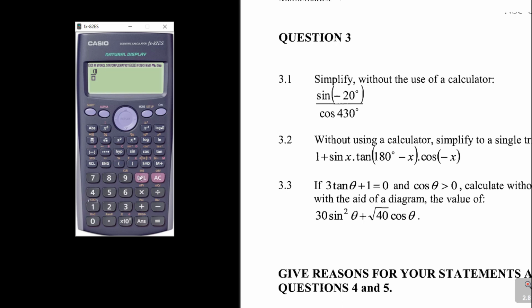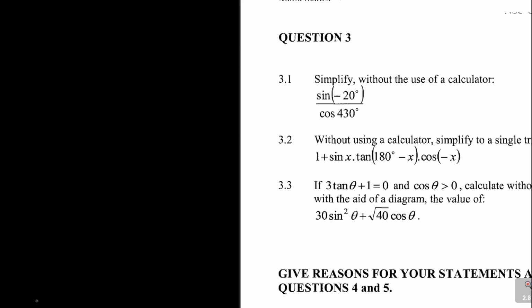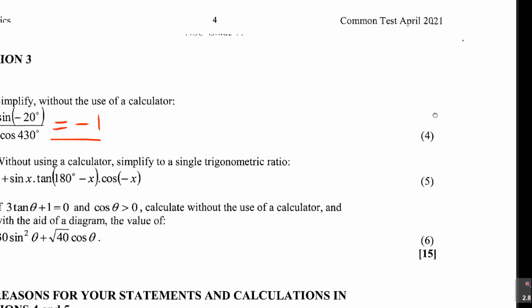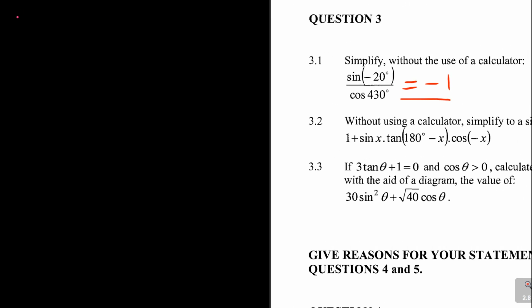So here it's sin(-20) divided by cos 430. Just be curious, find out what the answer is. Look, I'm getting -1 here. And to think this simplified answer is -1 and is worth 4 marks. The question is, how do they get to that? What's the working behind it? So let's look at it.